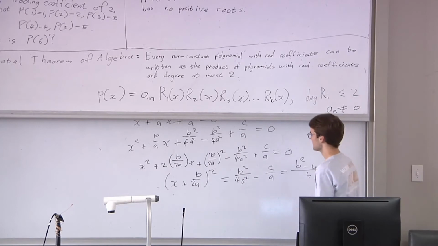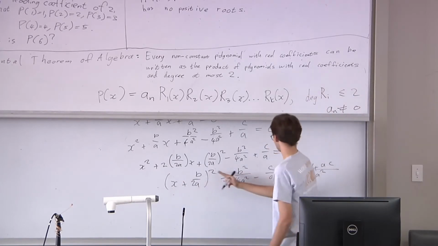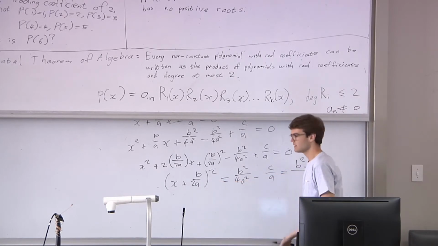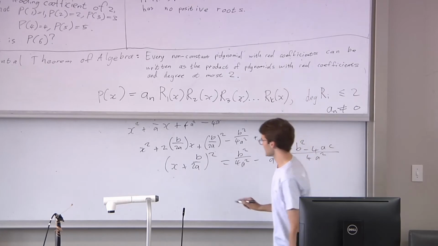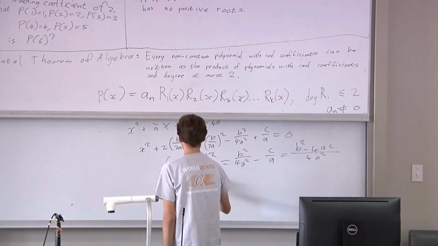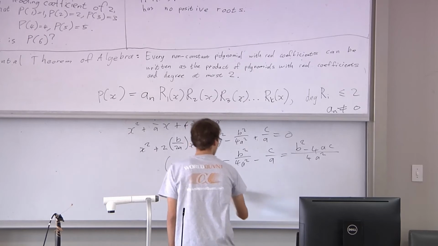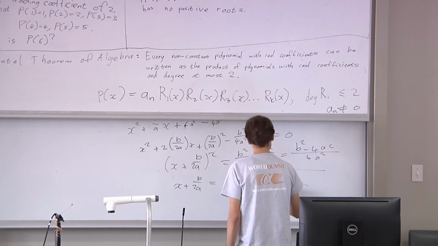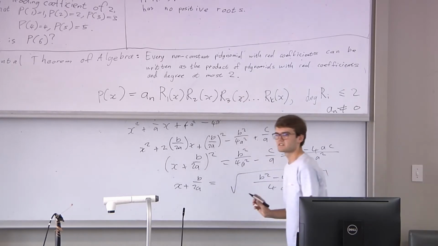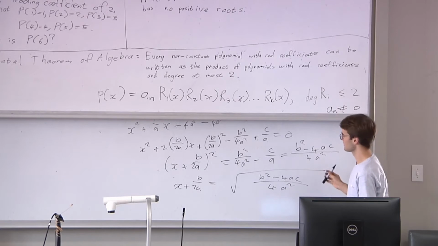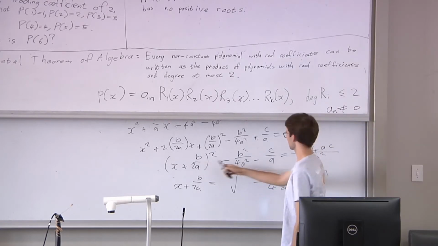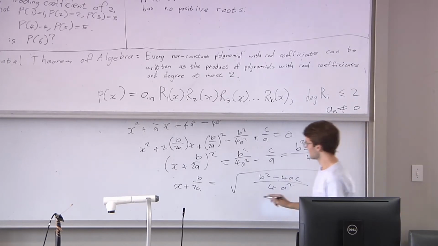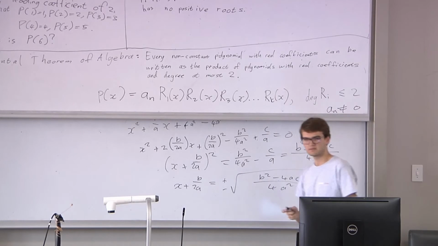Next step. We have x plus something squared is some constant, so we just want x on the left-hand side. So we take the square root of this to get that x plus b over 2a is the square root of b squared minus 4ac over 4a squared. And since you want some value squared to be this, you need to keep in mind that it can be positive or negative, so you put a plus minus in the front.